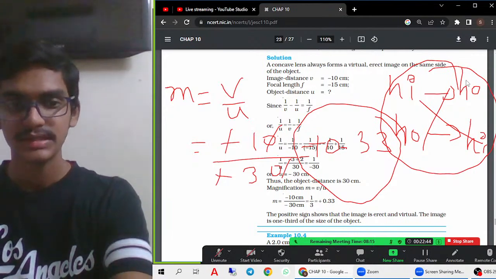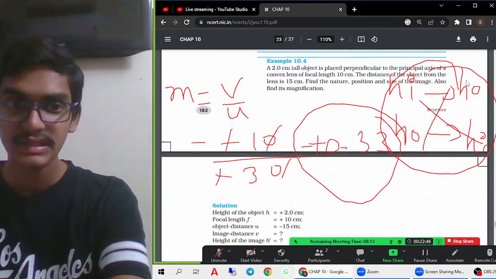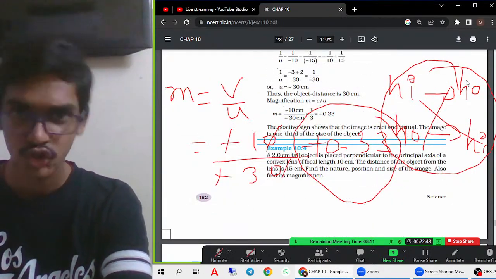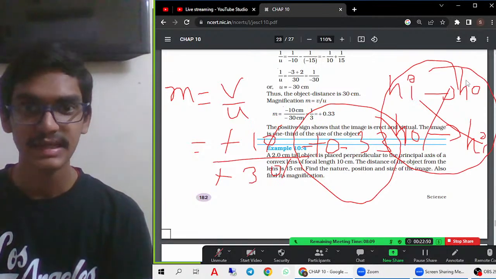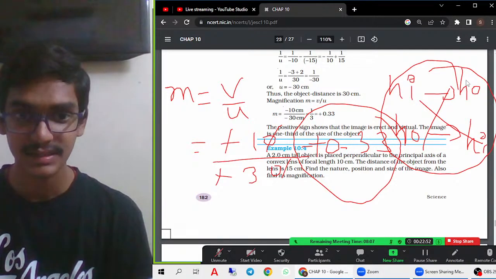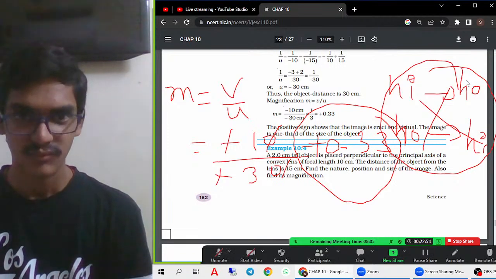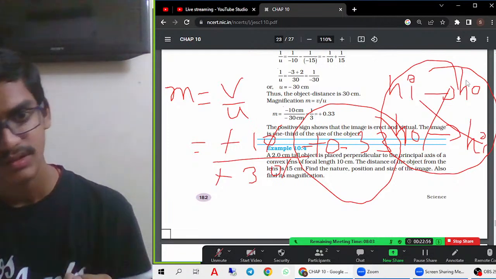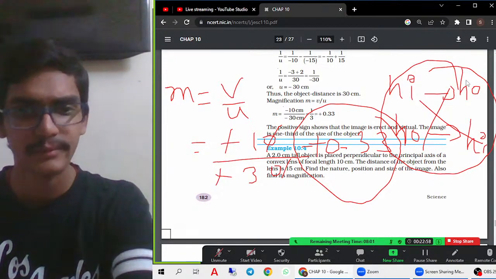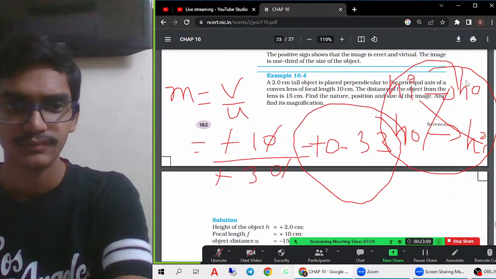Okay, so this is a very important thing. The positive sign indicates that the image is virtual. Before, we saw that a negative sign indicates that it is real, right? But a positive sign indicates virtual. That is the same for this situation also.